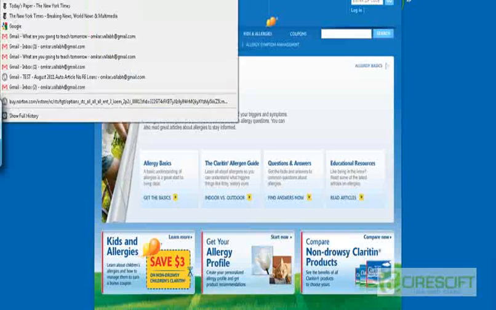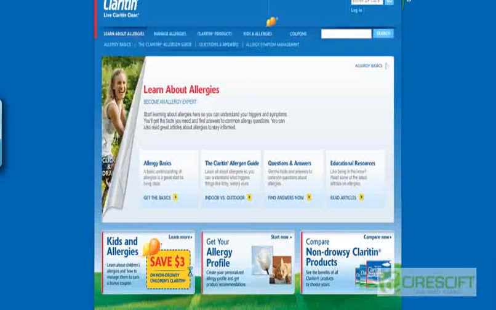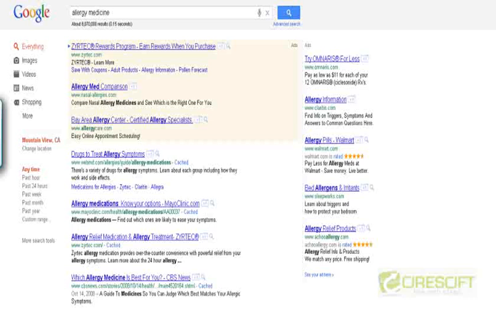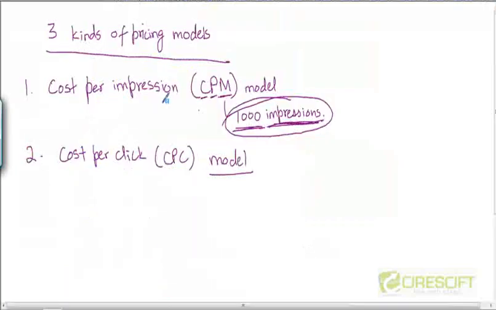Because for every click, for every customer coming onto their site, they would actually pay Google a few cents or whatever that particular keyword costs. We'll look at that in more detail, but in the cost per click model, the advertiser is charged when something gets clicked, when the advertisement gets clicked.